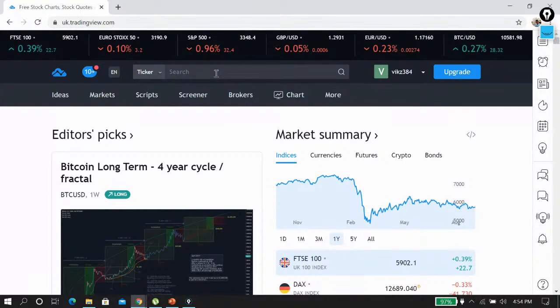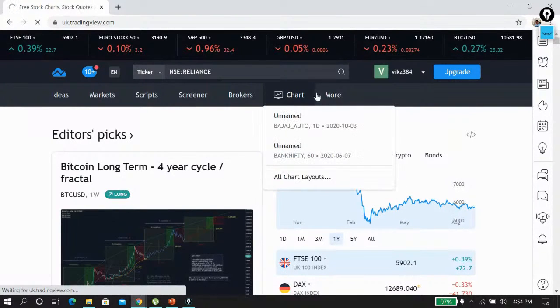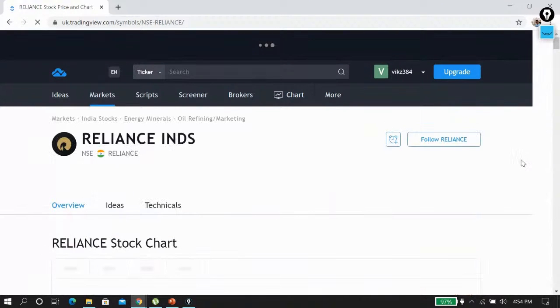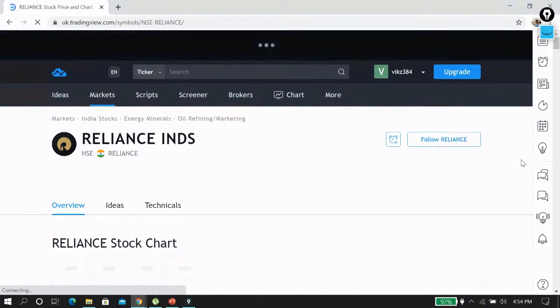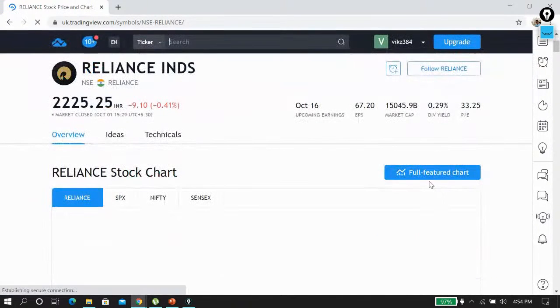So how to do charting here? You can type any symbol here. Let's say same thing, Reliance. Names will come up. Open one. Then you need to click on full feature chart. This will open in a new tab.